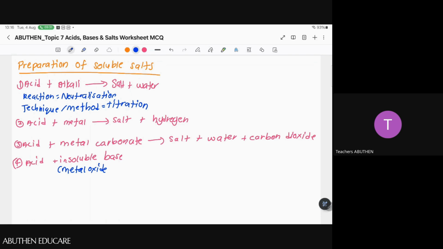You can refer to the solubility rule that we have learned previously. Hydroxide, everything will be insoluble except sodium, potassium, ammonium, and calcium, which is partially soluble. In terms of the product that it forms, it will be the same as number 1, so it is salt plus water. Alkali is a soluble base. So basically, these are the 4 ways how you can prepare the soluble salt.